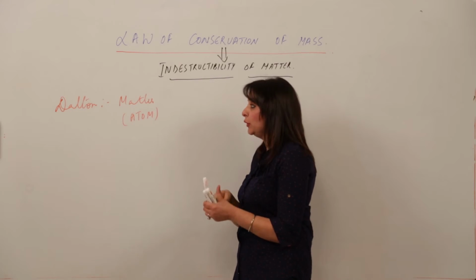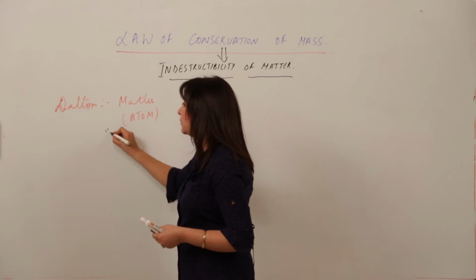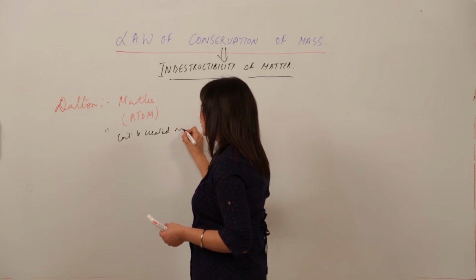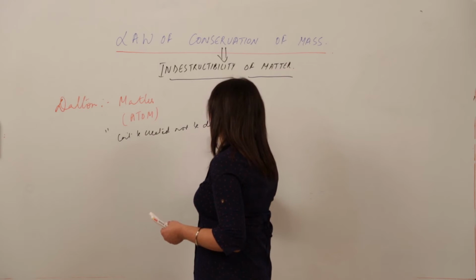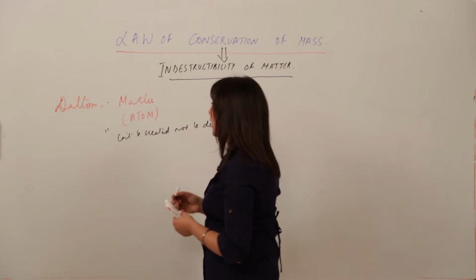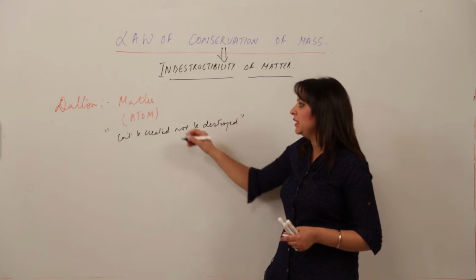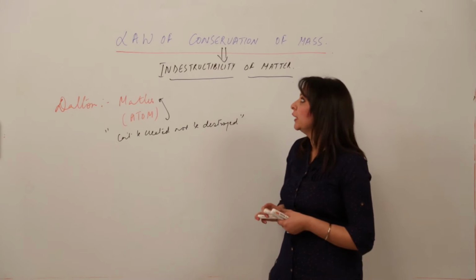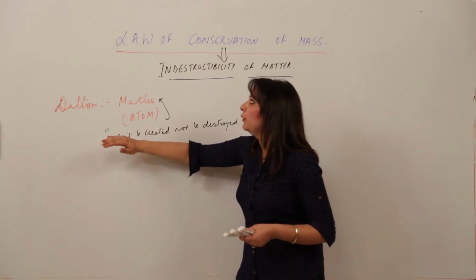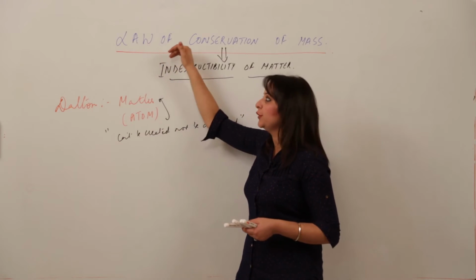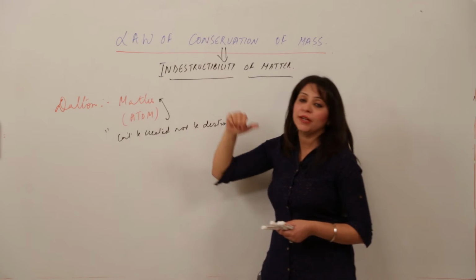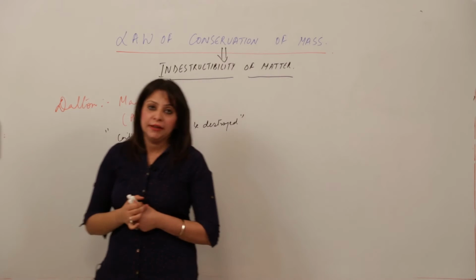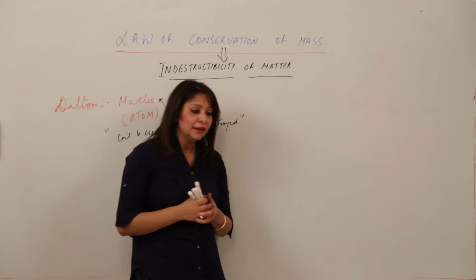And he also postulated and proved that atoms can't be created nor be destroyed. We cannot create an atom and we cannot destroy an atom. So that means it is applicable to matter as well, that matter can't be created nor be destroyed. So this leads to the formulation of the law of conservation of mass. Actually this law is obeyed by chemical reactions.